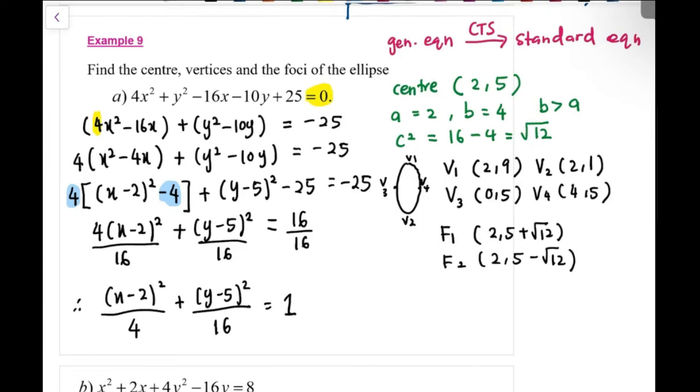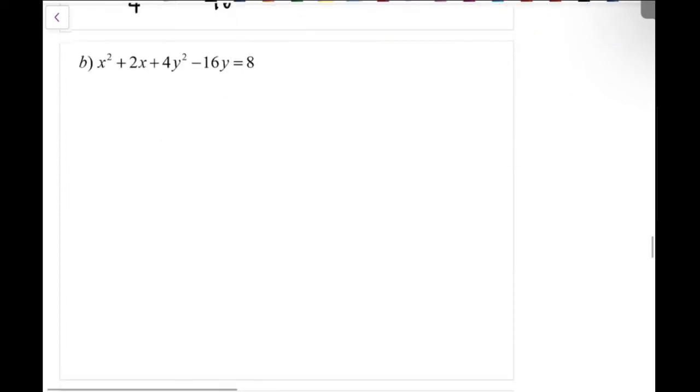That is what the question asks us to find: the center, all 4 vertices, and then 2 foci. Foci is plural; the singular is focus. One focus, two foci. That's the first example. Let's try another one.